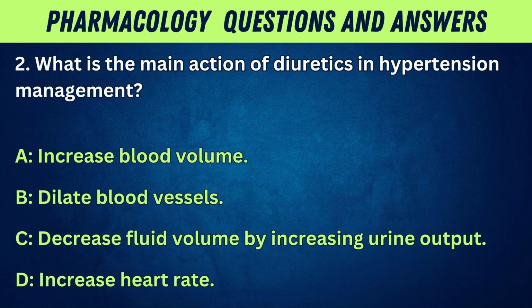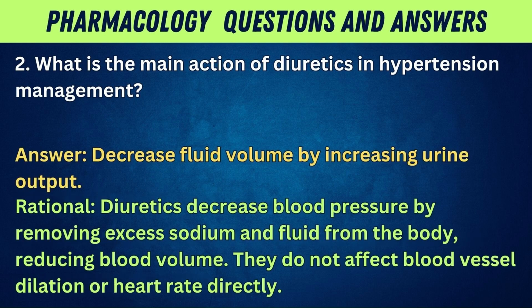2. What is the main action of diuretics in hypertension management? A. Increase blood volume. B. Dilate blood vessels. C. Decrease fluid volume by increasing urine output. D. Increase heart rate. Answer: decrease fluid volume by increasing urine output. Rationale: diuretics decrease blood pressure by removing excess sodium and fluid from the body, reducing blood volume. They do not affect blood vessel dilation or heart rate directly.